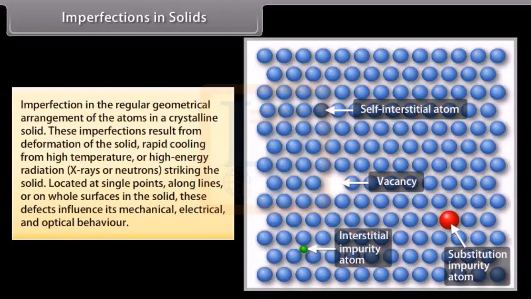Imperfections in solids. Imperfection in the regular geometrical arrangement of the atoms in a crystalline solid. These imperfections result from deformation of the solid, rapid cooling from high temperature or high energy radiation, X-rays or neutrons striking the solid. Located at single points, long lines, or on the whole surface of the solid, these defects influence its mechanical, electrical, and optical behavior.